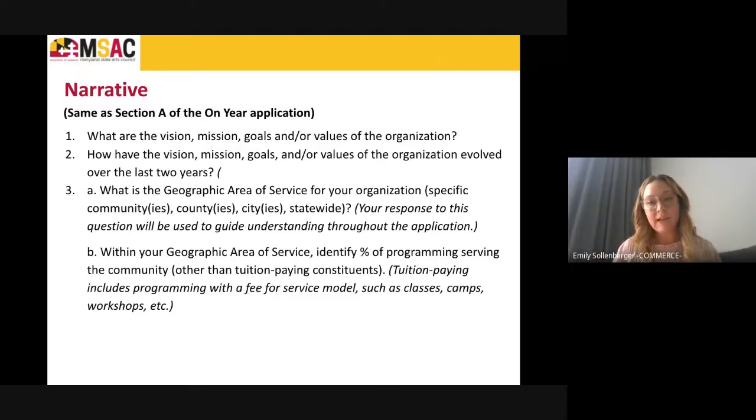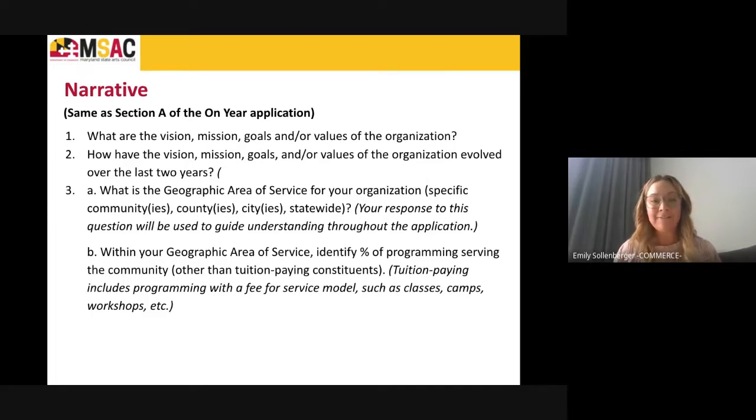So that's why we use the summer camp, for example, that you might be doing a summer camp for 4th and 5th graders, and it's only open to 4th and 5th graders, and they have to pay to attend that, and then there's no public or community component to it. So there's no penalty for having that type of model within your organization.